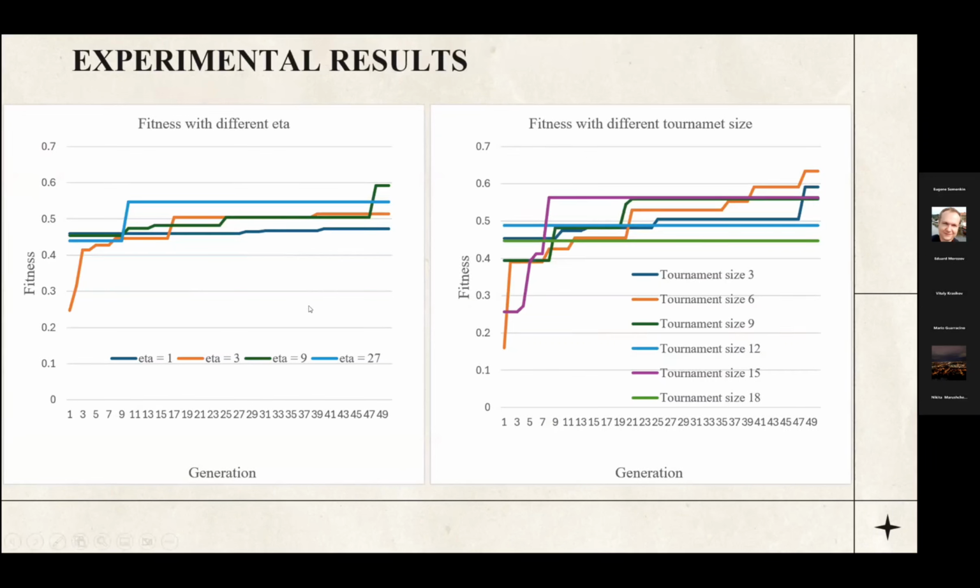In the left figure, the best result was achieved with eta 9. In the right figure, with parameter eta 9, the best result was achieved with a tournament size of 9, while a tournament size of 3 also showed good results.